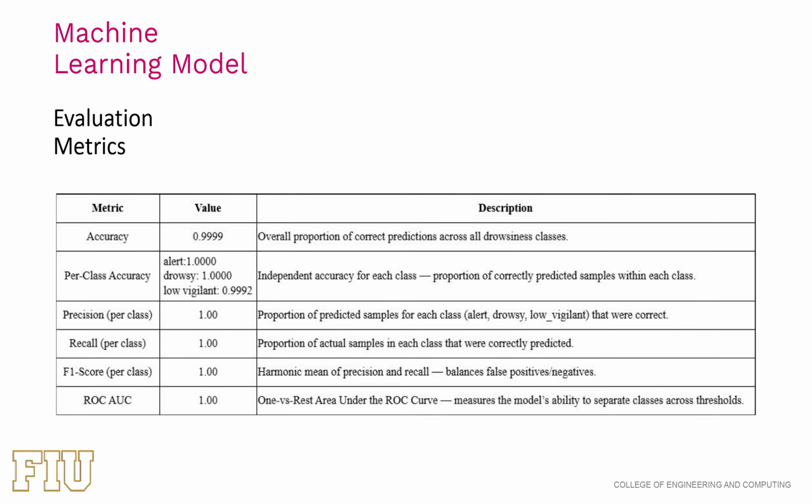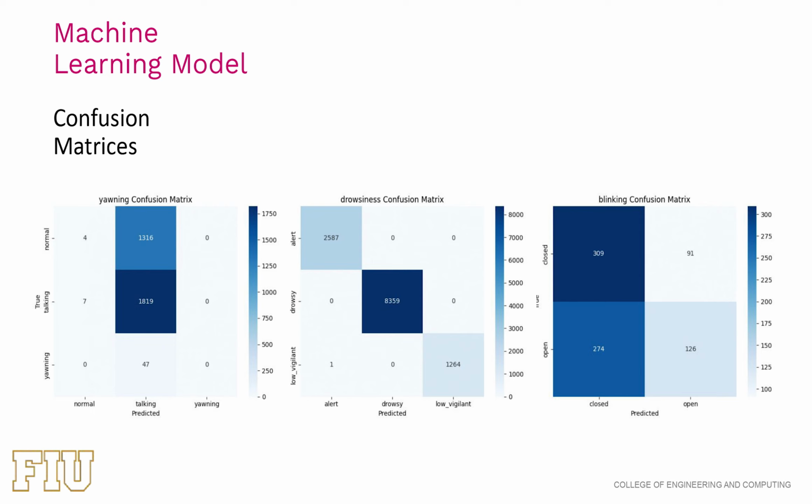Here's a breakdown of key evaluation metrics for the drowsiness classification head. It achieved nearly perfect accuracy and ROC-AUC, indicating excellent performance. These metrics include precision, recall, and F1 score calculated per class. And then these confusion matrices help visualize how well the model predicted each class.